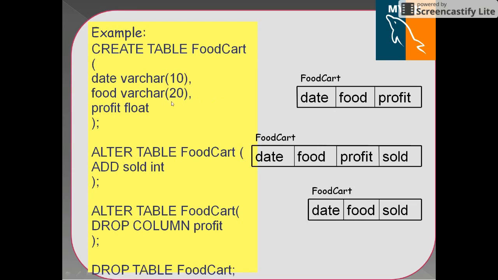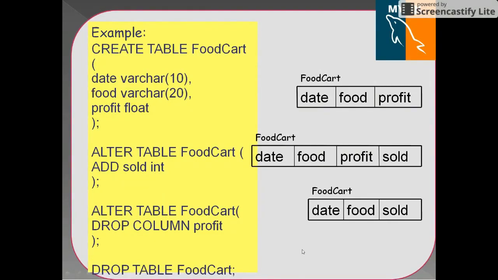Then the alter command, alter table food cart add sold int. So then the sold column is added of type integer. Then we can drop this column or even drop the table with drop table food cart. You must try this command on SQL.